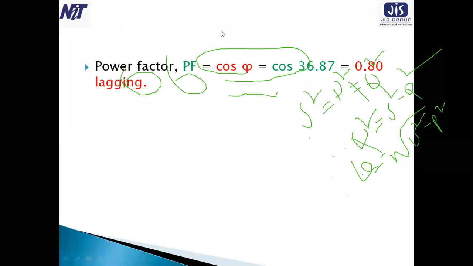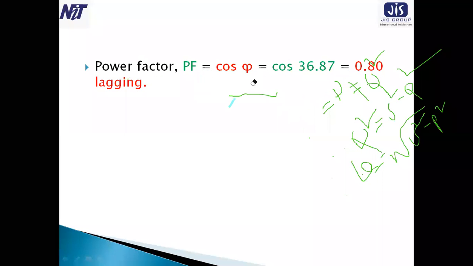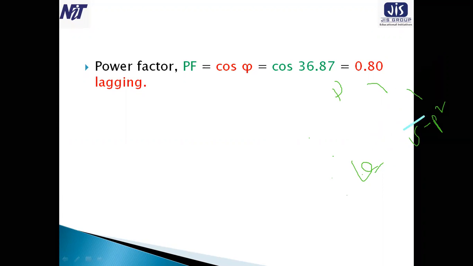Now the power factor. We know that one of the equations of power factor is cos phi. The phi value is 36.87, so cos 36.87 equals 0.87 lagging. So it's an inductive circuit, so it is lagging.